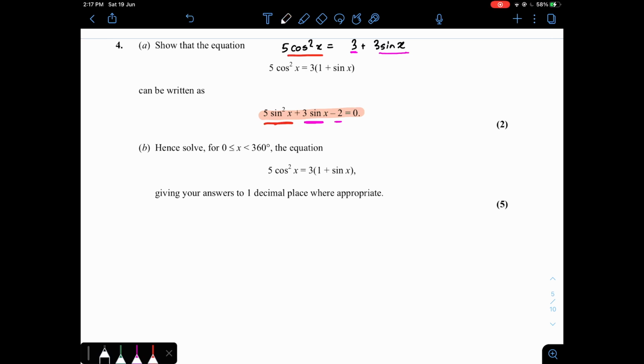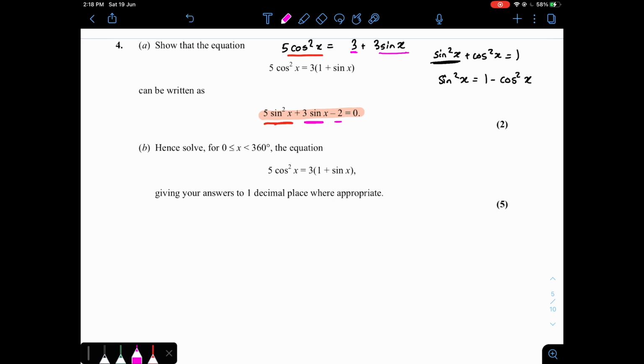Now, remembering back to the identity, it's sine squared x plus cos squared x equals 1, right? You can interchange the variables and substitute, right? So in this case, they want us to write the equation in terms of sine squared x and sine x. So we have to make sine squared x the subject here. So that will be sine squared x equals 1 take away cos squared x.